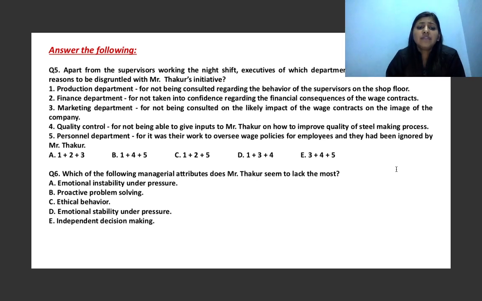C, ethical behavior. So ethical behavior is more of a wide term, more of a general term. But if we say emotional stability under pressure is the point that Mr. Thakur was lacking, that is more relevant, on point. Okay, is it clear? Option D is the correct answer. Any doubts? Okay, so C also looks correct here, but why we are selecting D over C is because C is a broader term, while D is on point in regards to the situation that had arisen.